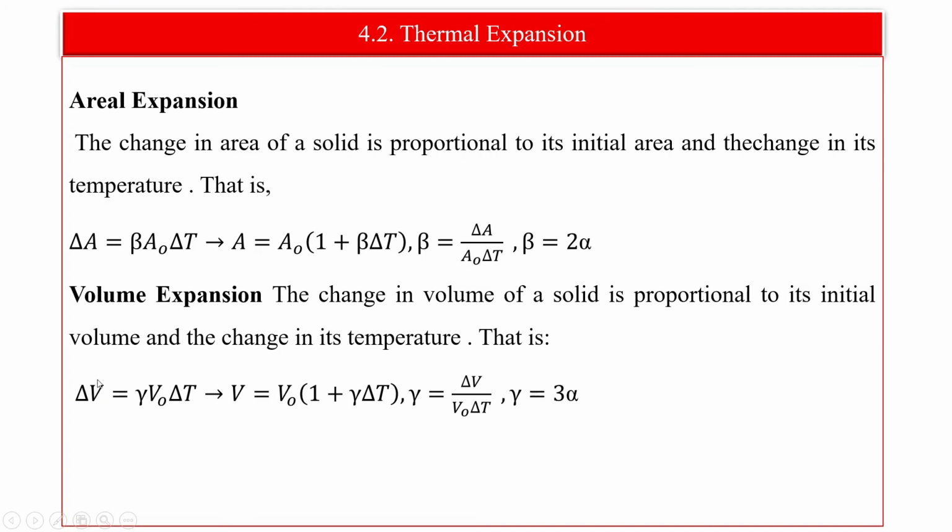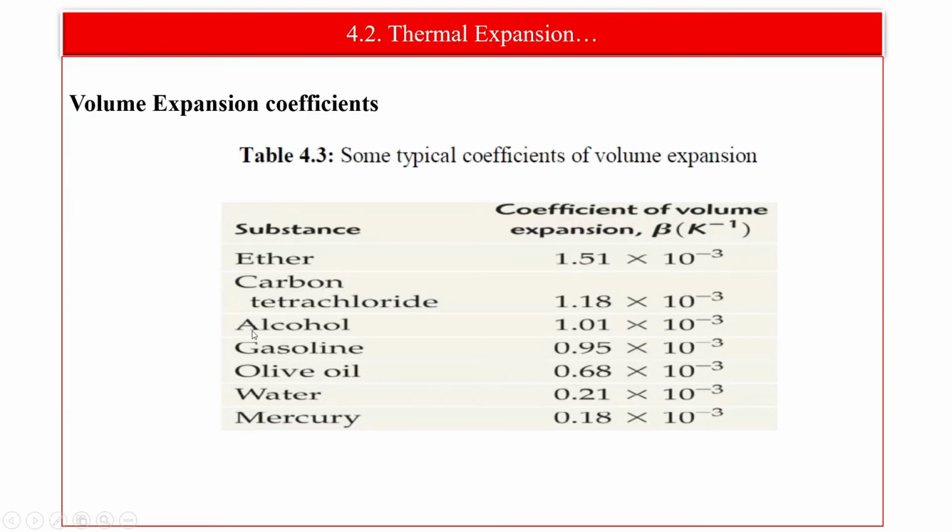Then you can take from the left side to the right side the V initial. V initial and V initial are the same, so we can write it outside of this brace: 1 plus gamma change in T, and gamma is equal to change in V divided by the original volume over change in T. Okay, so this is what we have regarding linear expansion, areal expansion, and volume expansion.